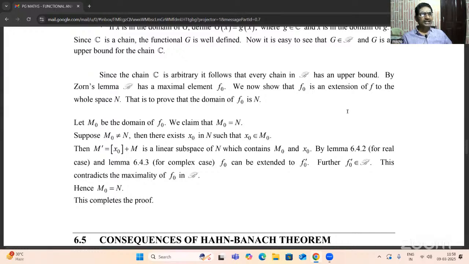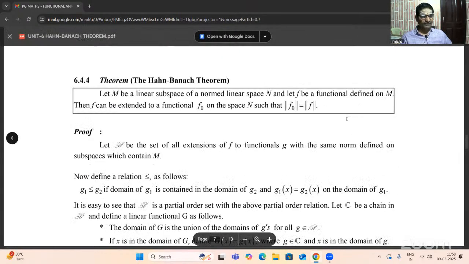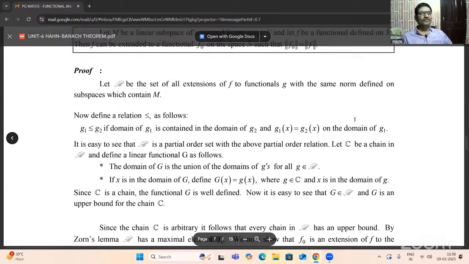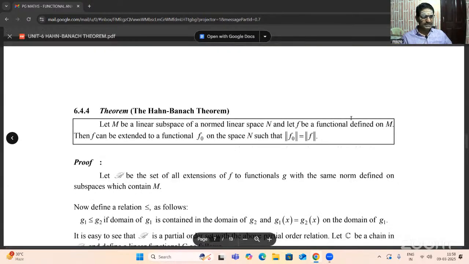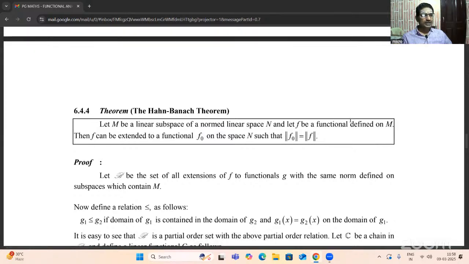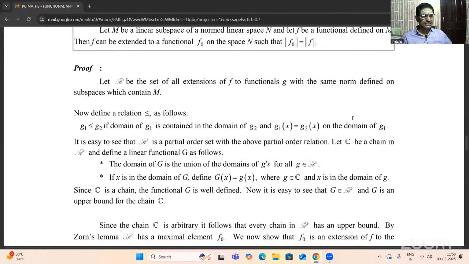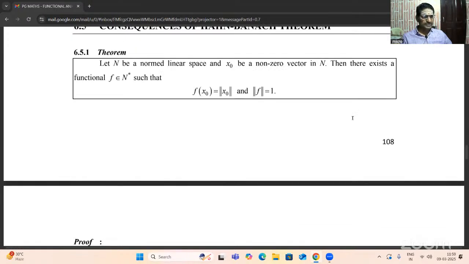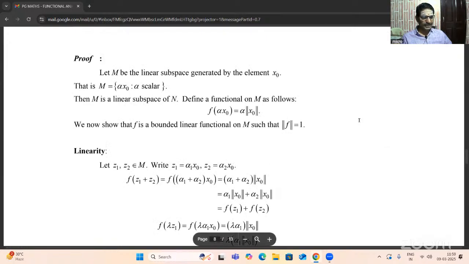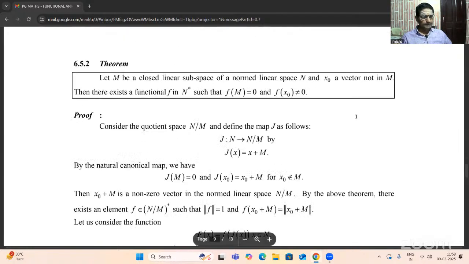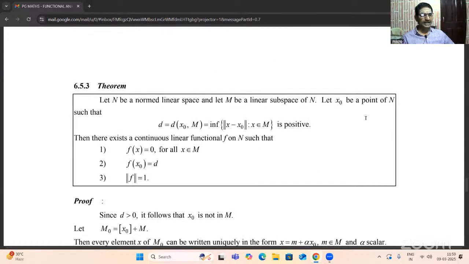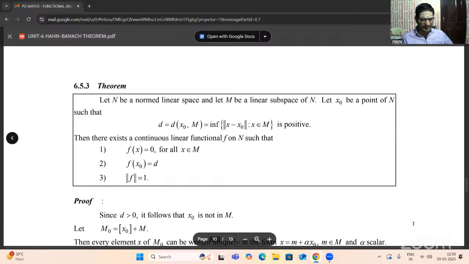The Hahn-Banach theorem is important in the operator theory paper also, and the same proofs are relevant to operator theory. I must explain 6.4.4 in the further session. Now these are all consequences of the Hahn-Banach theorem, that is 6.5.1 and 6.5.2. These two theorems also depend upon the Hahn-Banach theorem, and these three are consequences.